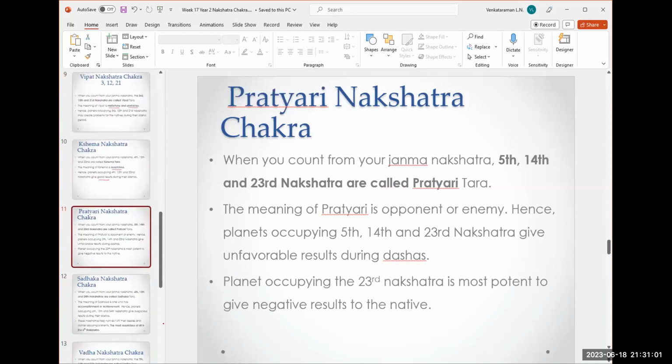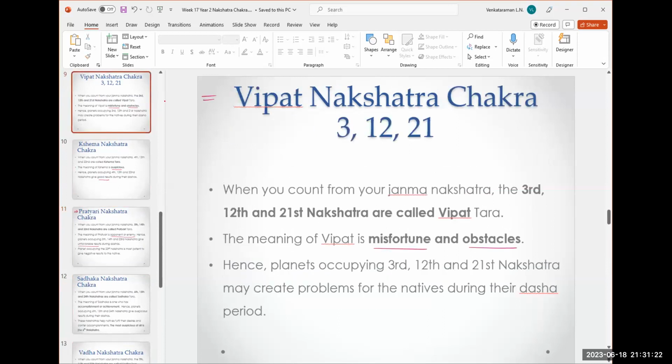Pratyari. So this is an opponent or enemy. So you can have unfavorable results possible. Or you might get some opposition. Some person may be against you, something like that. So what you need to watch out for are these Pratyari, then Vipat. You can see for each day whether it is a Vipat or a Pratyari, so you can take better caution.